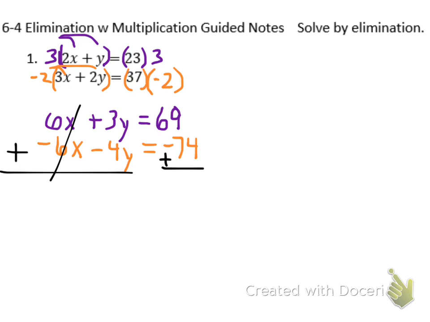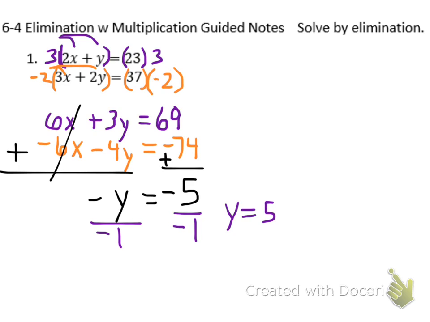Your x's are eliminated, so we get negative 1y, just negative y either way, equal to negative 5. To get rid of multiplying by a negative 1, divide by a negative 1. And so y is 5. Now to find x, we can go to any equation. I'm going to go back to the original top one, 2x plus y equals 23, and I'm going to replace the y with that 5 that we just came up with.